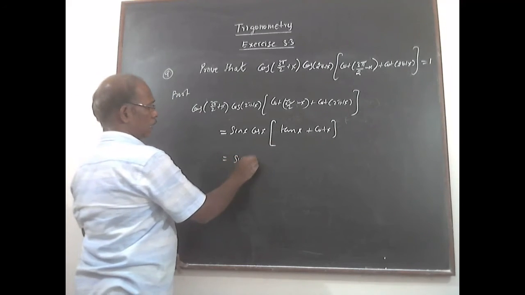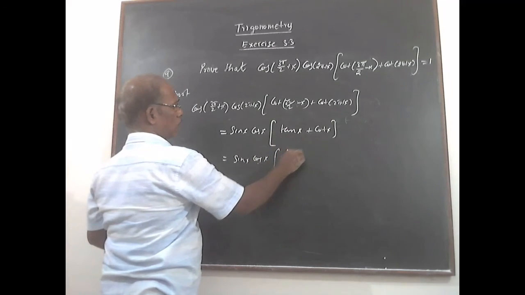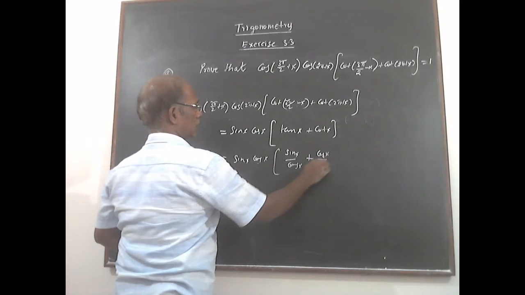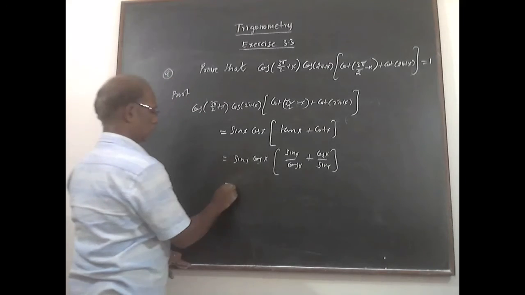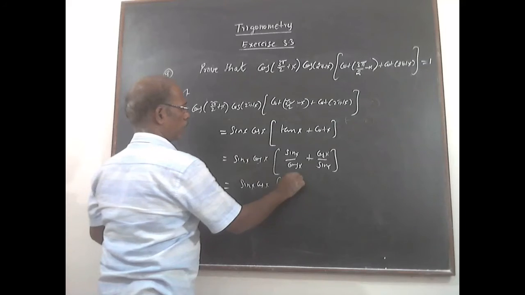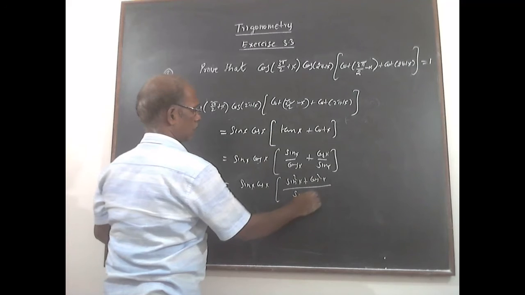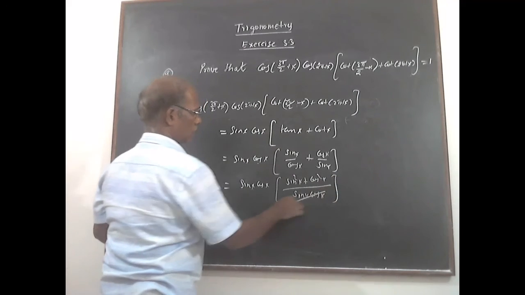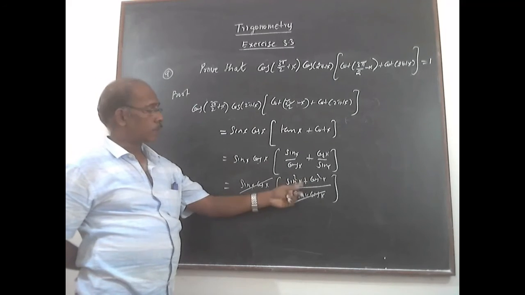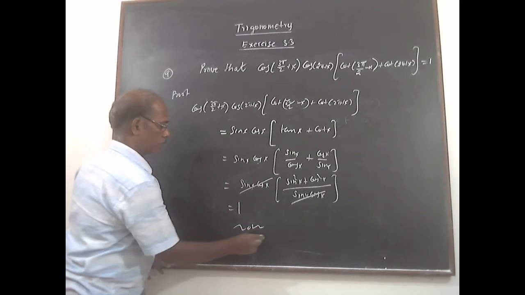So sin x by cos x, and the other one cos x by sin x. So sin x into cos x, this is sin square x plus cos square x by sin x into cos x, correct? This and this cancel. The remaining part is the identity. Sin square x plus cos square x is 1. So 1. Hence the proof.